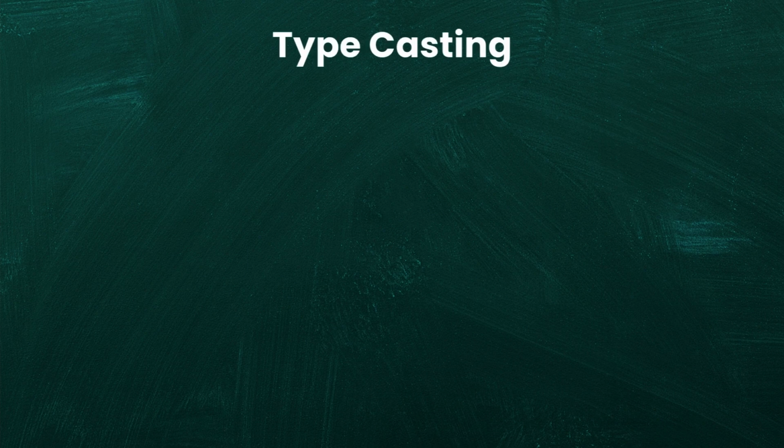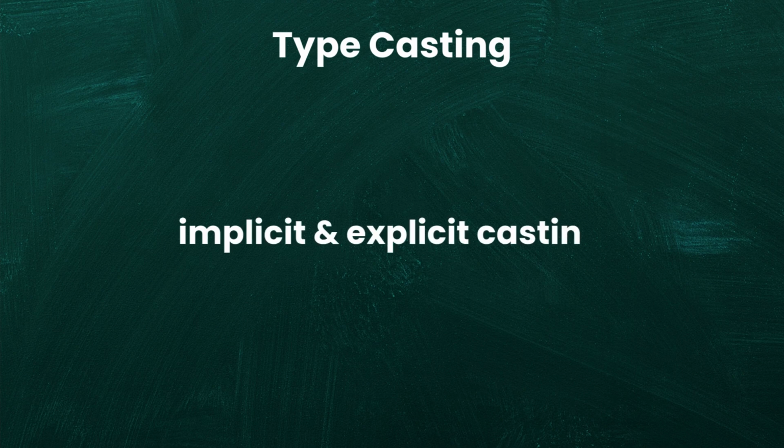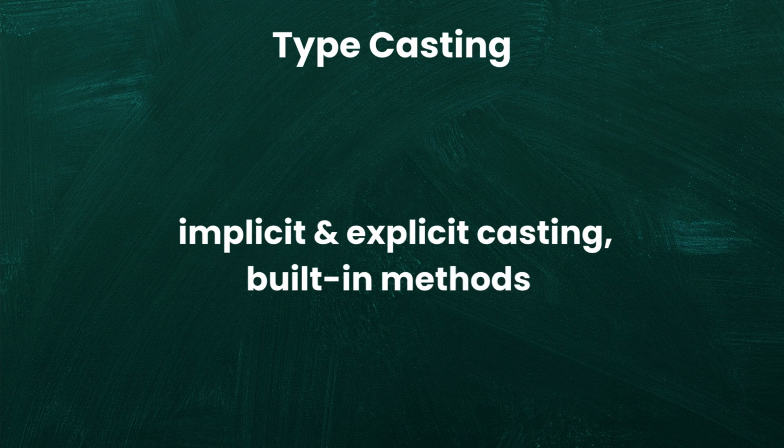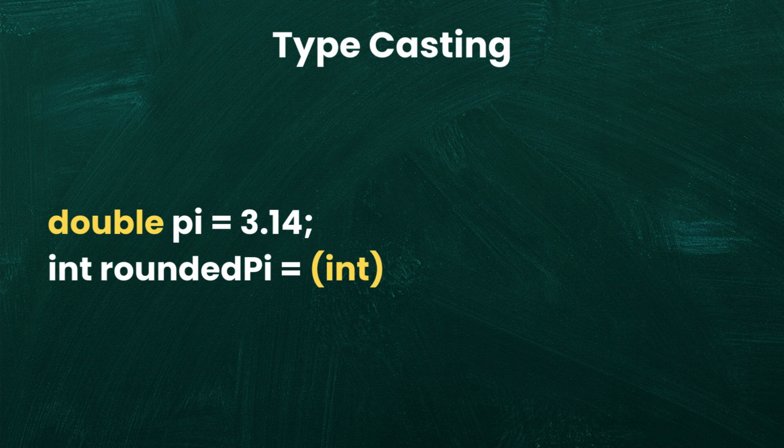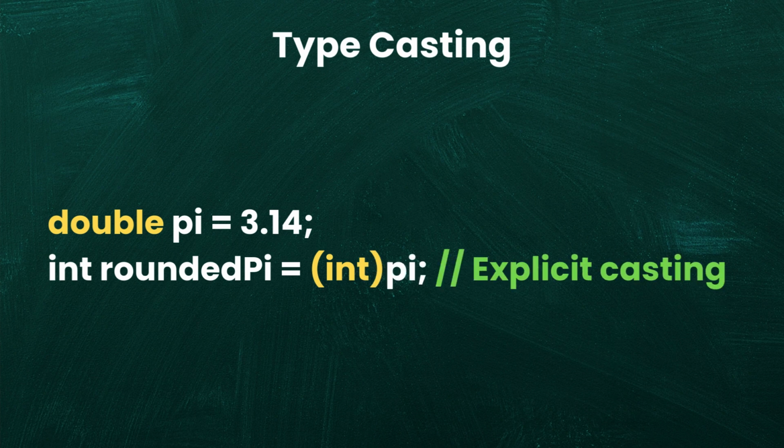Sometimes in programming you need to convert one data type to another. This is where typecasting comes in. There are different kinds of typecasting, implicit and explicit casting, as well as built-in methods to do this. In this example, we are seeing explicit casting, which occurs when converting a larger size type to a smaller size type. This can be done using the explicit casting operator.